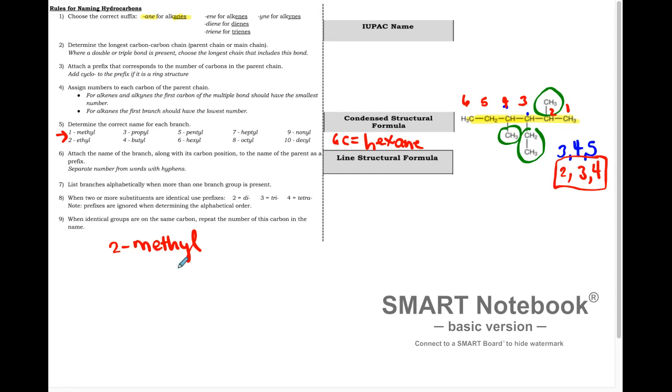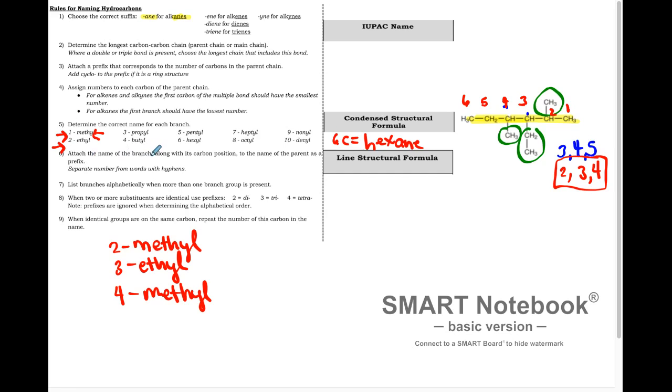At the third position, the third carbon off of the main chain, we have a 2-carbon branch. For a 2-carbon branch, we have the substituent or the name ethyl. At the third carbon, we have ethyl now. And then at the fourth carbon position, so 4 here, we have one carbon again. So we're going to be using methyl. So at the fourth carbon, we have one carbon, so 4-methyl.